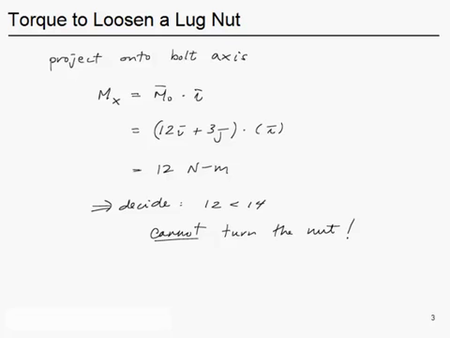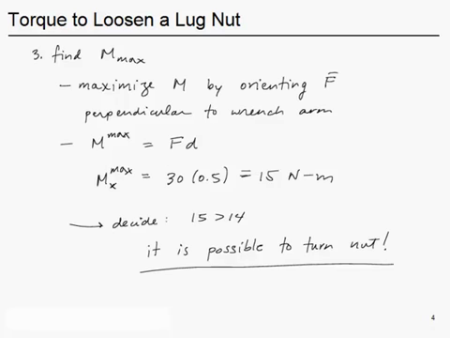If we orient the force in the right direction, that is perpendicular to the arm of the wrench, we can generate enough torque to loosen the nut. And in this case, we just get over the limit. We have 15 Newton meters generated. We only need 14 to turn the nut. So it is possible in this case to do it if we orient the force perpendicular to the arm of the wrench.